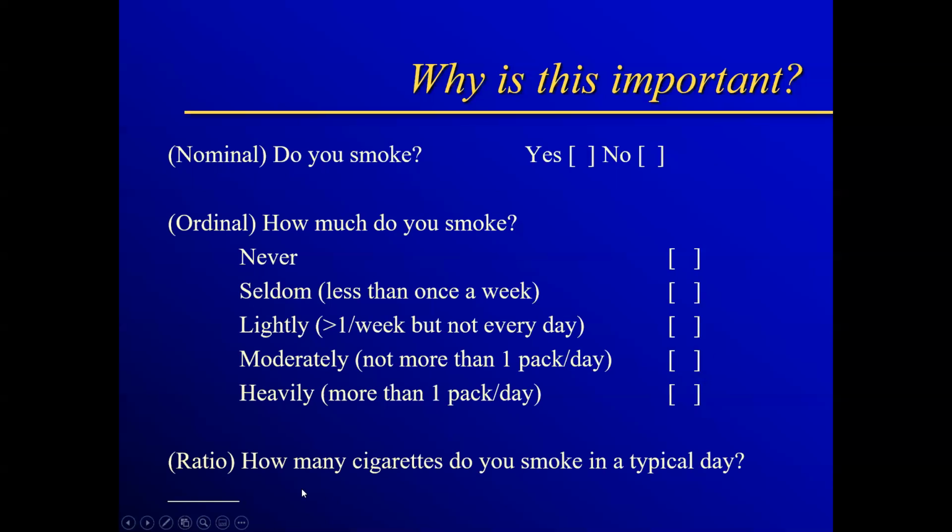And then finally, we could ask it in a ratio way. How many cigarettes do you smoke in a typical day? And then we allow participants to put anywhere from 0 to however many cigarettes they smoke. So do you see how we can ask the same idea, like do you smoke, in multiple different ways? And why one way would be nominal, another way would be ordinal, and another way would be ratio. And you can see that we would get more useful information from this ratio than this ordinal. And this ordinal is more information than this nominal.